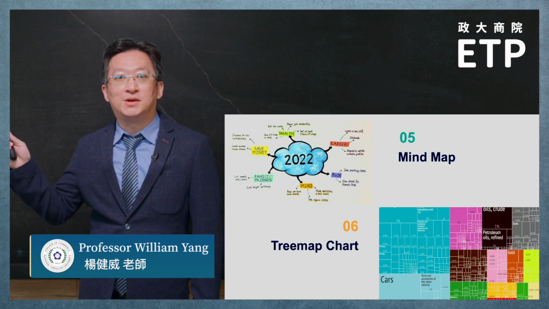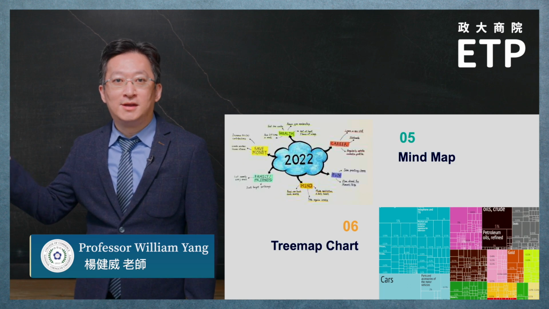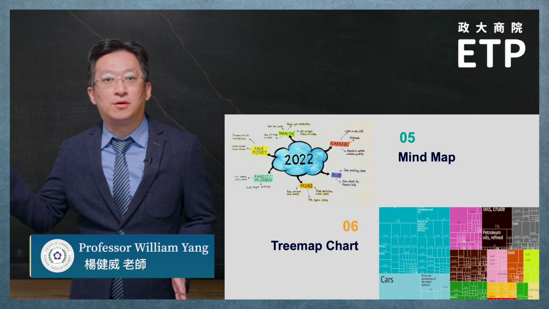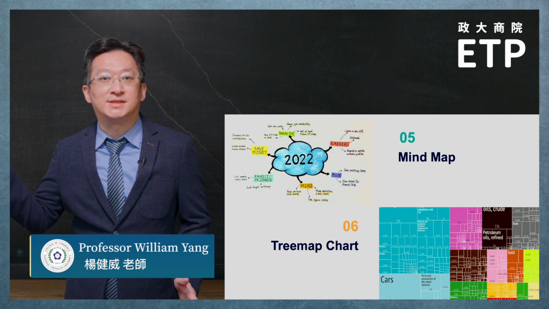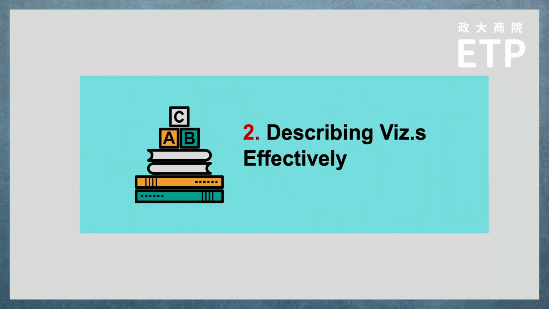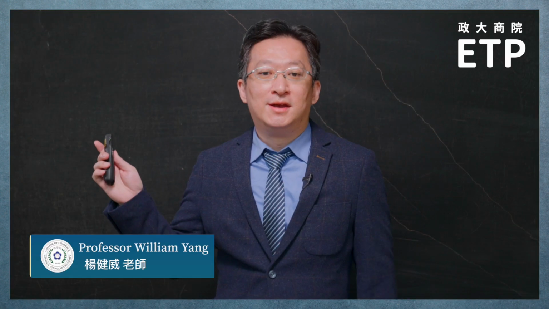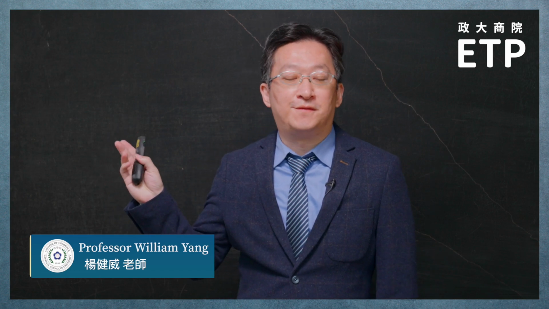This one is a tree map chart. We often use that to show proportions among different sets of data. All right, so now you know what we call these visualization tools. Now let's discuss how we can describe them. I'd like to share with you a few samples.